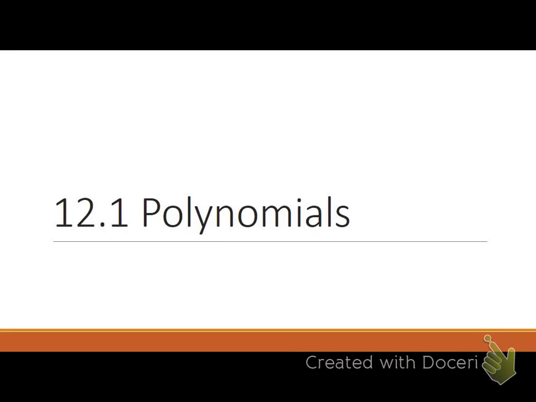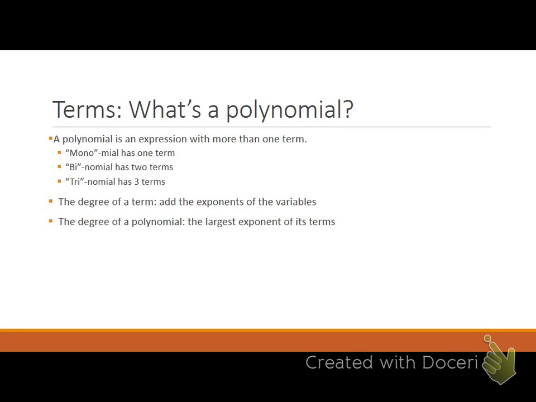All right, so today we're in lesson 12.1, polynomials. What we're looking at is how many terms are in an expression. For example, a monomial has one term. So you see under here a monomial, one term. So 7x, that's a monomial.